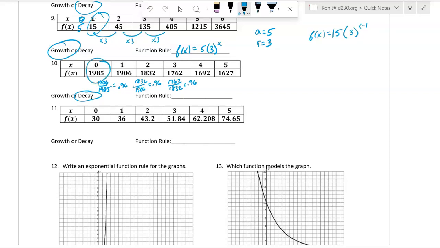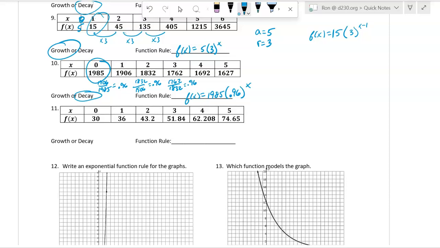Now, I do know my initial value or y-intercept. So f of x equals 1985 times, what is my common ratio here? It is 0.96 to the x power.